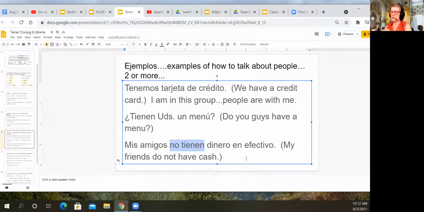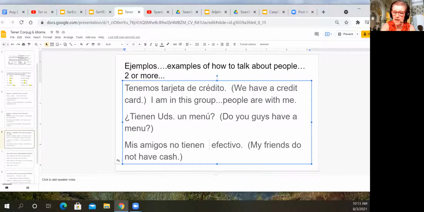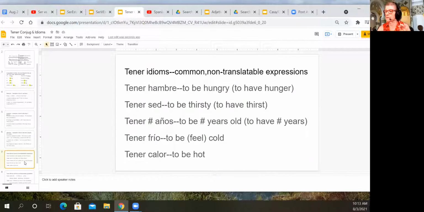Dinero en efectivo means money in cash. Sometimes dinero by itself means money. Sometimes people shorten this phrase to just efectivo. Efectivo looks like effective. What it really means is cash instead of a debit card, instead of a credit card, instead of a check, okay? So some people shorten dinero en efectivo to just efectivo, cash. So I'm going to leave efectivo up because that is a very acceptable, shorter way to say cash. Mis amigos no tienen efectivo. They have no cash. Okay.